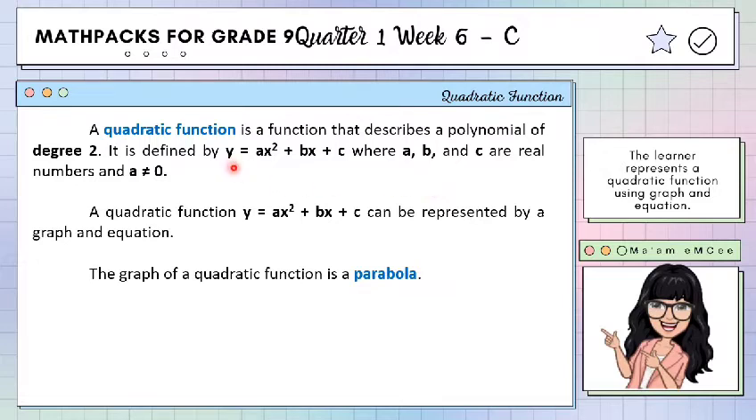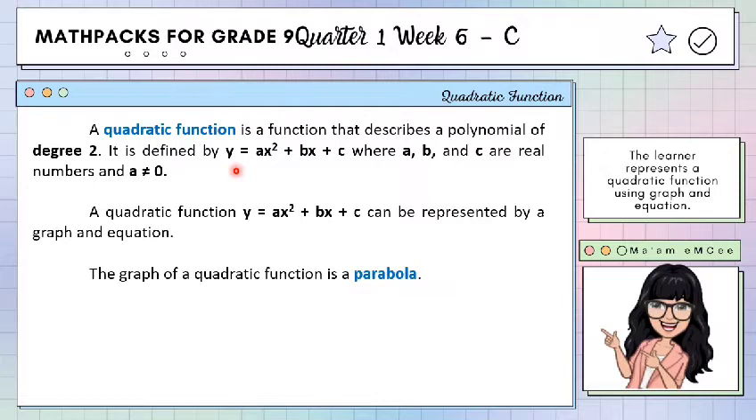Now sometimes in place of y, we have the f of x. So we have f of x is equal to ax squared plus bx plus c. Now, they mean the same. They are still quadratic functions because y is just equal to our f of x. Now, a quadratic function, y equals ax squared plus bx plus c, can be represented by a graph and equation.